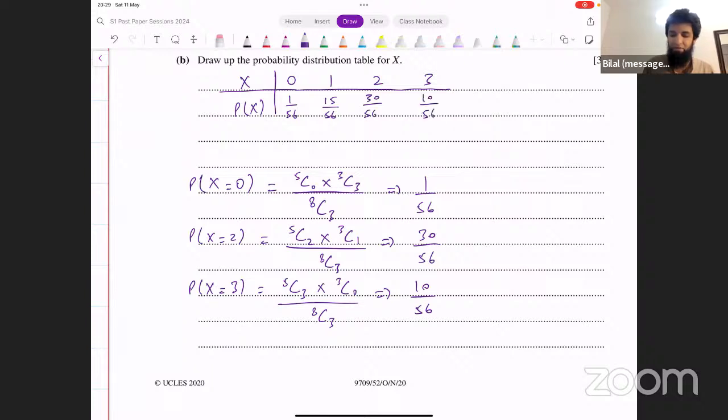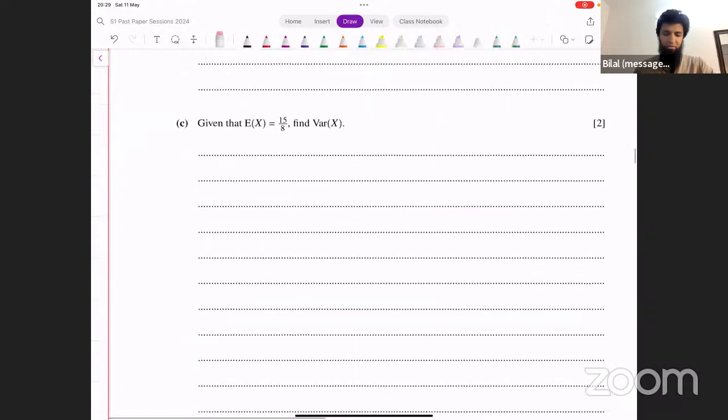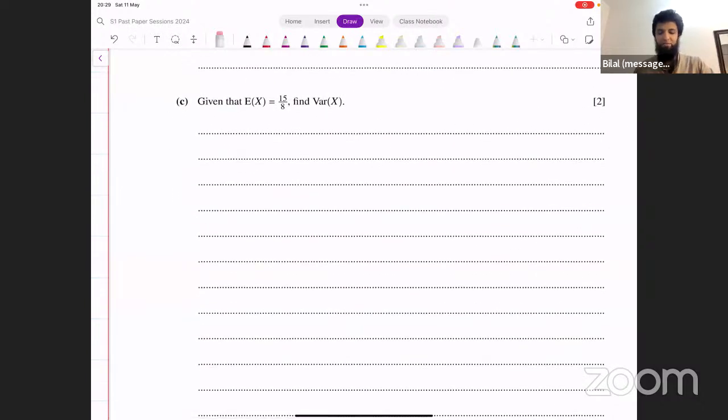And now you can verify your answer. Add all of these probabilities, they should add up to 1. So 16 plus 40, that's 56/56. They do add up to 1, so that's most likely going to be correct, because the probabilities are all adding up to 1, and that's your probability distribution table. Okay? That's the second part of this. Then the third part, you're given that expected value of X is 15/8. Find the variance of X using that.